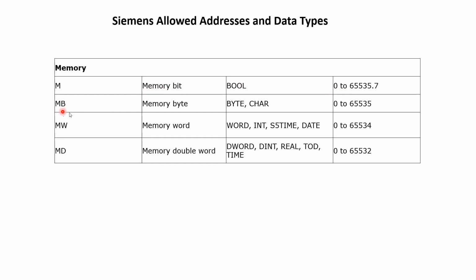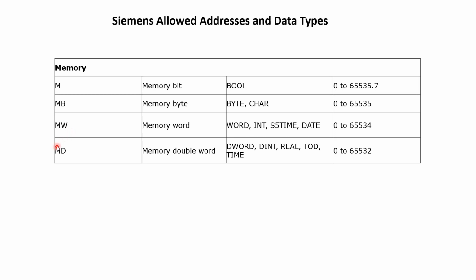Memory byte, MB, is memory byte or character, and that is the range. Memory word: for instance, I want to save an integer value somewhere in the memory. I can see the range goes from 0 to 65535. So I just want to save it at memory word 100. After I've done a certain calculation, I'm going to save it at memory word 100.